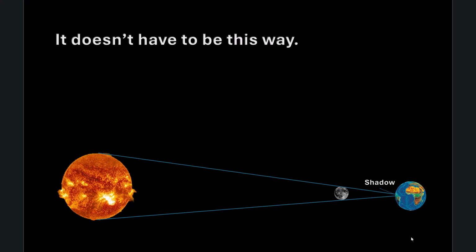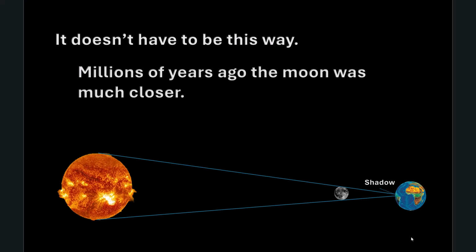The distances, the sizes, everything that we see is kind of a coincidence. There are no laws of physics or laws of astronomy or laws of gravity or anything that creates the condition of an eclipse for it to be this way.